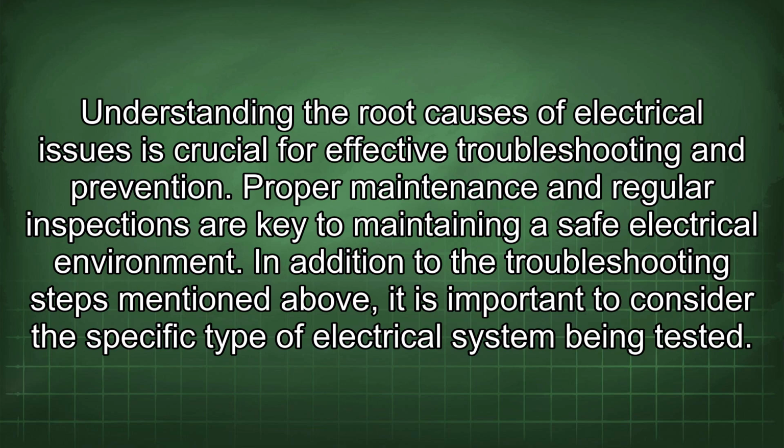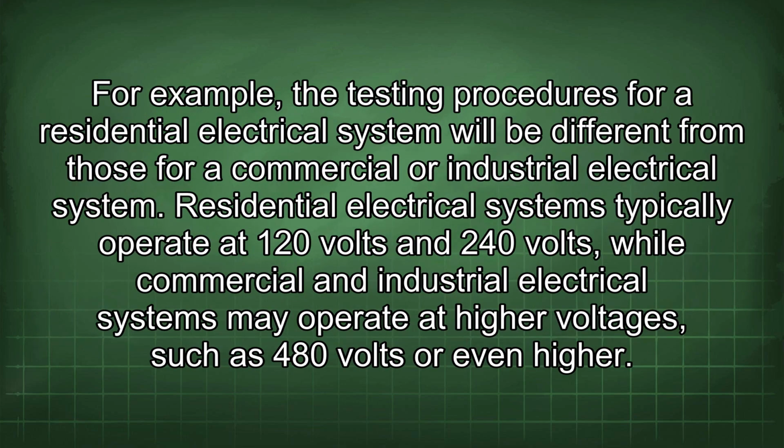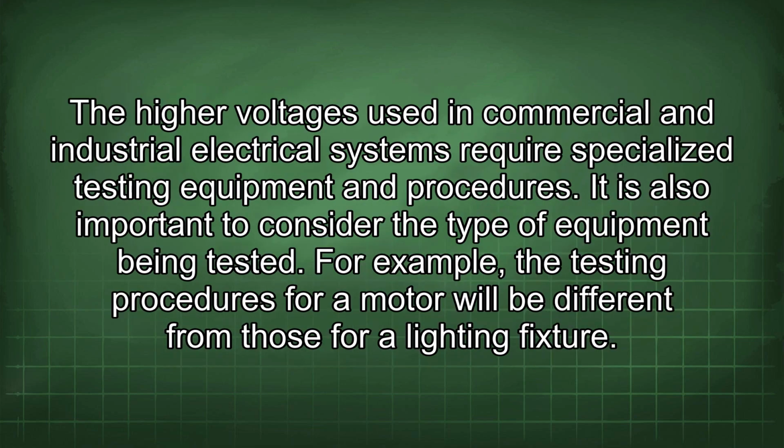In addition to the troubleshooting steps mentioned above, it is important to consider the specific type of electrical system being tested. For example, the testing procedures for a residential electrical system will be different from those for a commercial or industrial electrical system. Residential electrical systems typically operate at 120 volts and 240 volts, while commercial and industrial electrical systems may operate at higher voltages such as 480 volts or even higher. The higher voltages used in commercial and industrial electrical systems require specialized testing equipment and procedures.